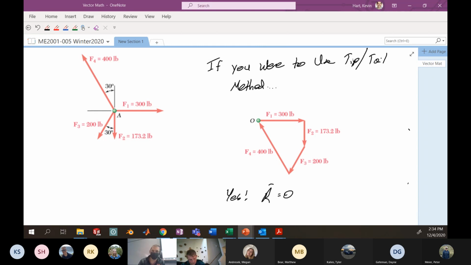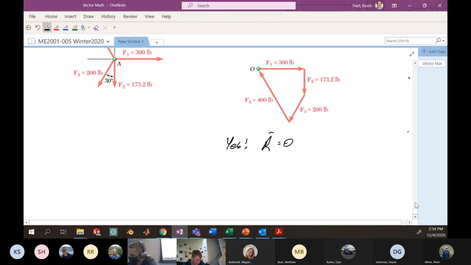Now, it's not really immediately obvious or easy to see that this would be true, so we may want to do some vector math to verify this. Okay. So we would like to prove this with vector math.